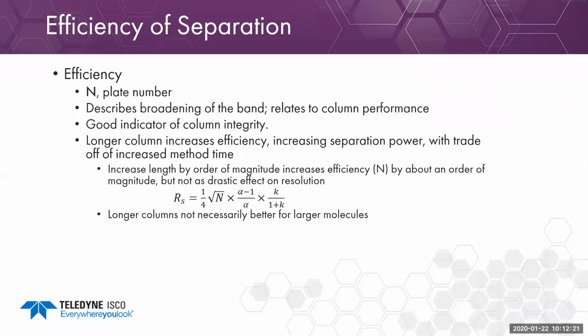Another way we can affect efficiency is in our column choice. We could choose a longer column to increase the separating power. Obviously, this increases the method time. The trade-off is that if we go back and look at the resolution equation graph and the effect of efficiency, selectivity, and retention on it, as you increase your efficiency by an order of 1, the magnitude of it isn't as great because it's basically the square root of the efficiency.